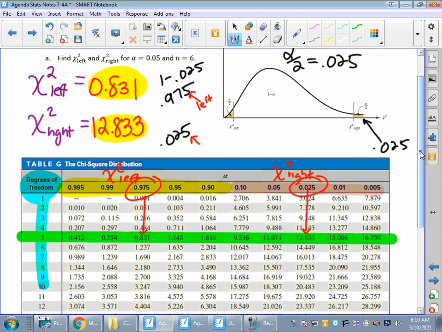So there's our first example. Get a system that works for you. I write down these 2 things. I put this over on the side when I do my math, just to make sure before I look up on my table I know what I'm looking for. The confusing part is subtracting the alpha over 2 from 1. So make sure you do alpha over 2 and then subtract from 1.